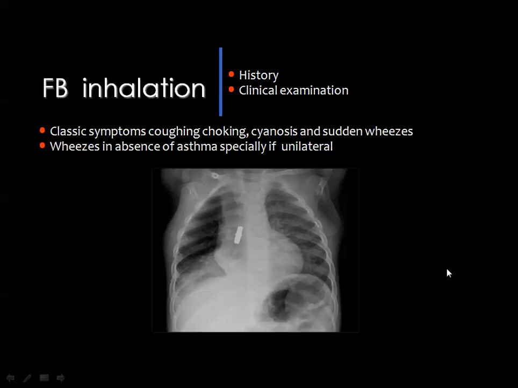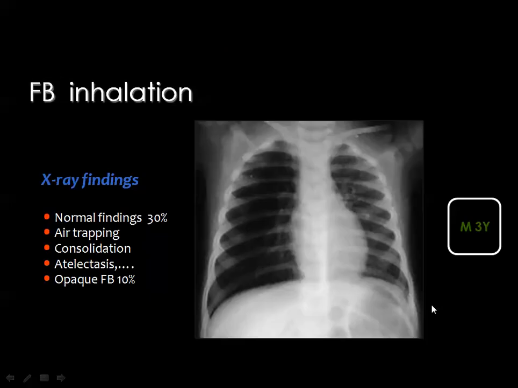Then a few words about foreign body inhalation. You know that the diagnosis is based on the history and the clinical examination. Many times you have symptoms like coughing, choking, cyanosis, and sudden wheezes, for example. Whenever you suspect foreign body inhalation, you may have a chest X-ray, and in a few situations you can detect the radiopaque foreign body, and you know that a small percentage of foreign bodies are radiopaque.